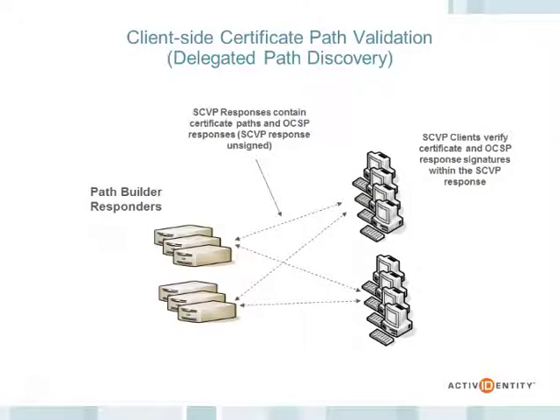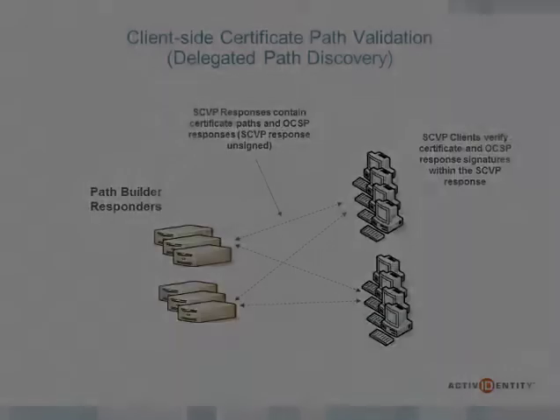The Path Builder responder can either do complete validation of a certificate path or just discover the certificates that make up the path and pass these certificates to the SCVP client for validation. We refer to this second case as delegated path discovery, which we'll show here. The Serve client will receive the certificates in the path from the responder, then validate the certificates locally.